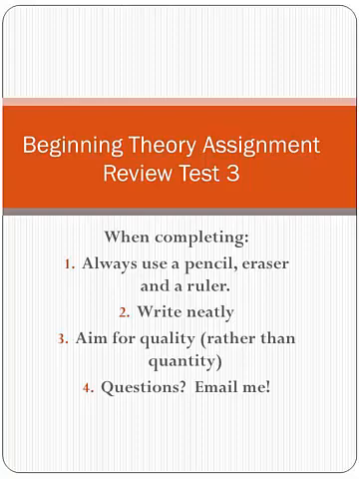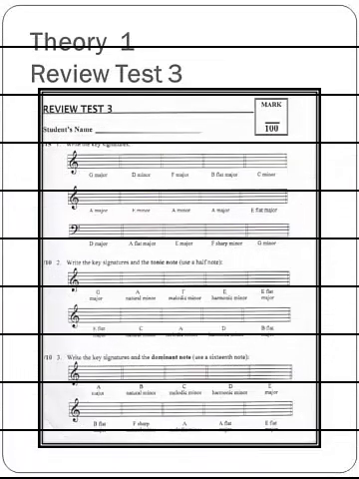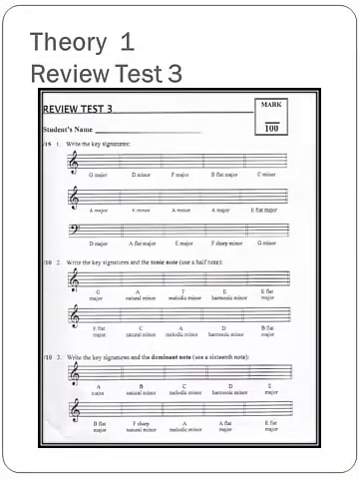Review Test 3 is out of 100 marks, so hopefully you'll receive a minimum of 90 and hopefully 100 marks. This starts on page 103, so you may want to open your books and follow along as we look at it together. Number 1, write the key signatures.